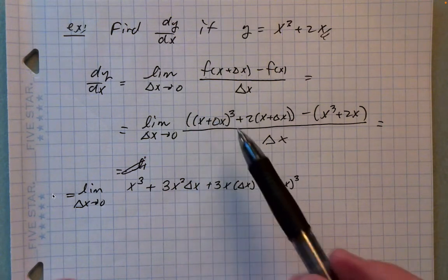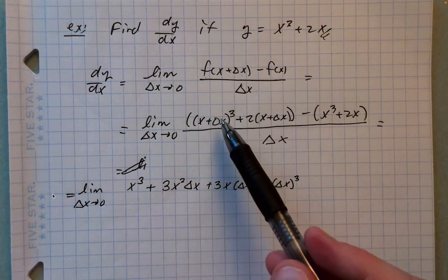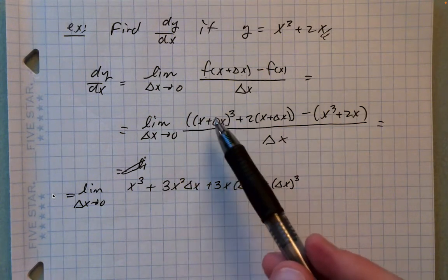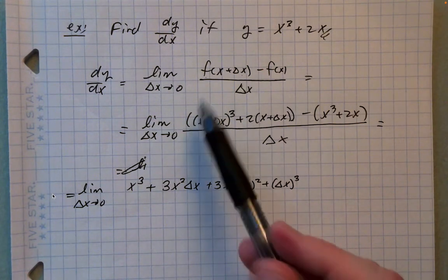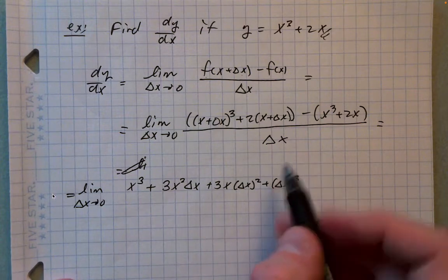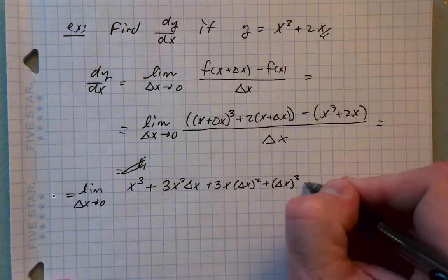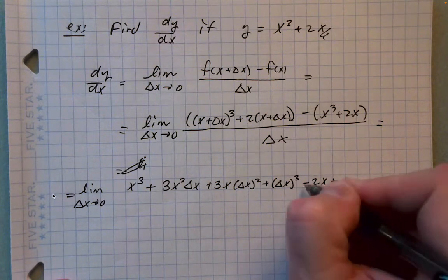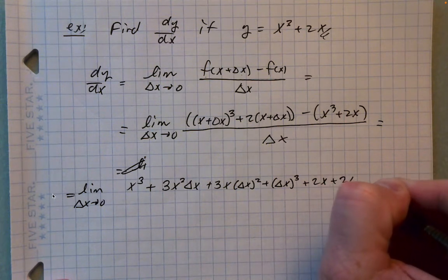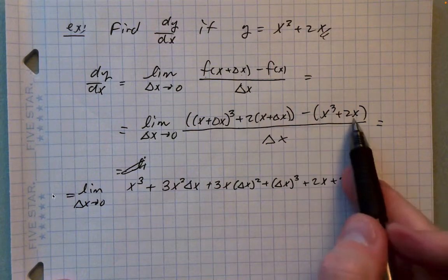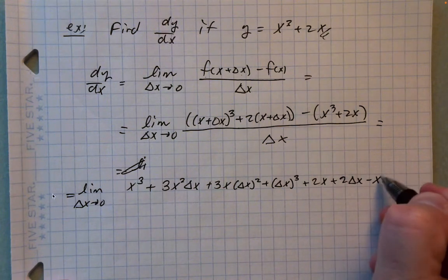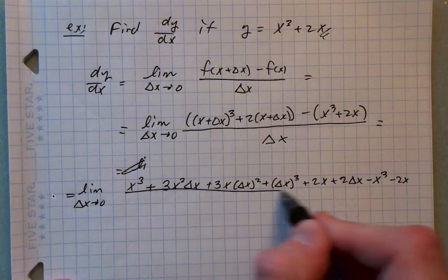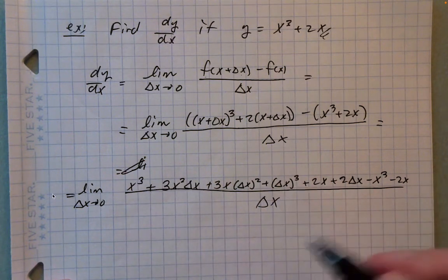You have to remind yourself of how to think about this, like (a plus b) cubed. If you've seen that formula, you know how this runs. And then these other pieces are more straightforward. So it'd be plus 2x plus 2 delta x. And then this piece down here, you just distribute the negative: minus x cubed minus 2x. And then divide the whole shebang by delta x.